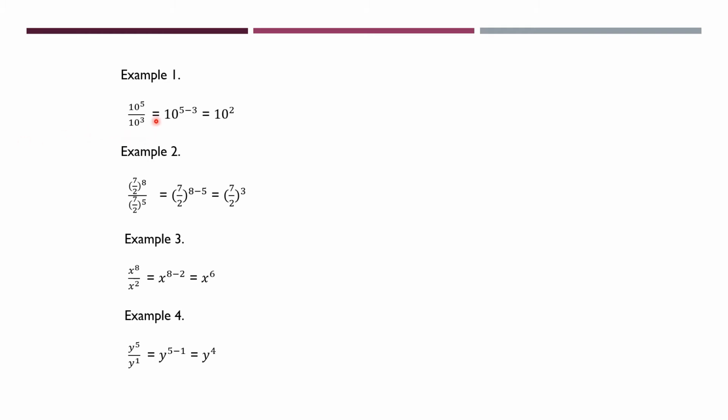Example 1. 10^5 / 10^3. Here the base is 10. So we will consider the exponents and we will subtract it. The answer will be 10^2. Second example, (7/2)^8 / (7/2)^5. Since the bases are same, we will consider the exponents and subtract it. Then the answer will be (7/2)^3.